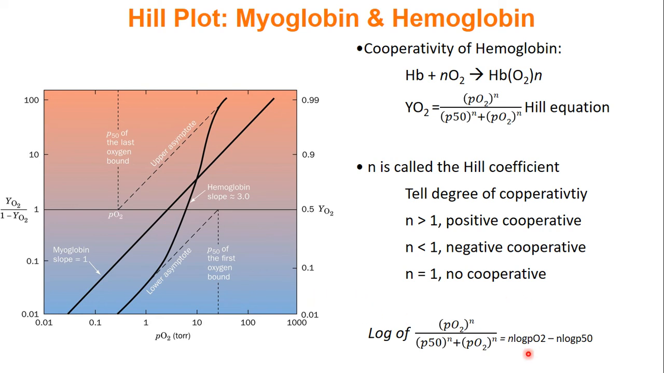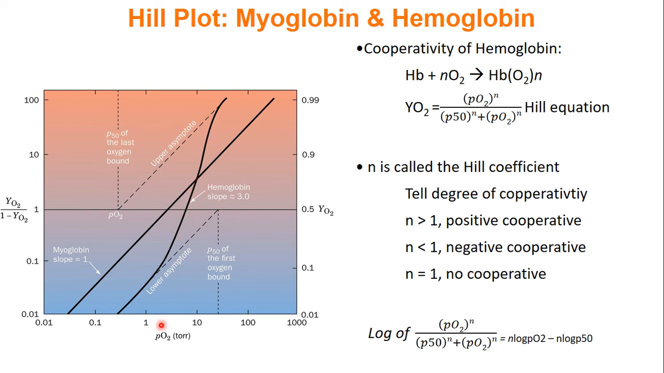When we solve this equation for hemoglobin, we see something interesting. At low pressures of oxygen, hemoglobin looks like it has no cooperativity. At high pressures of oxygen, hemoglobin looks like it has no cooperativity, n of 1. However, during this change, we see that the slope of hemoglobin becomes 3. So we are saying we have positive cooperativity here.